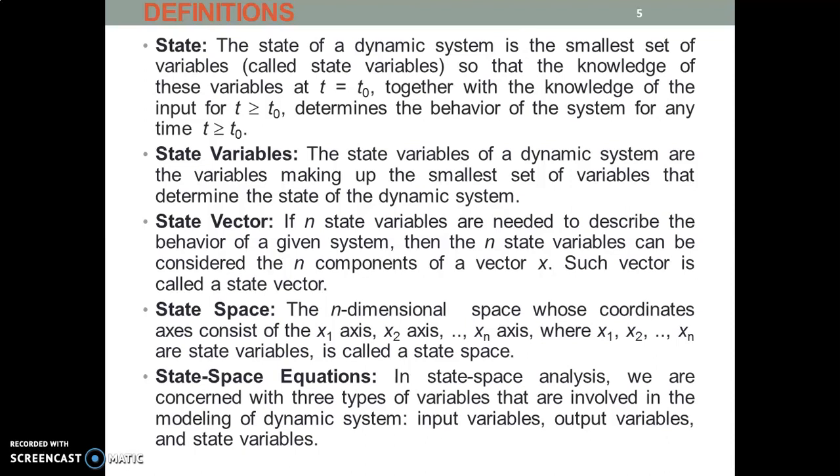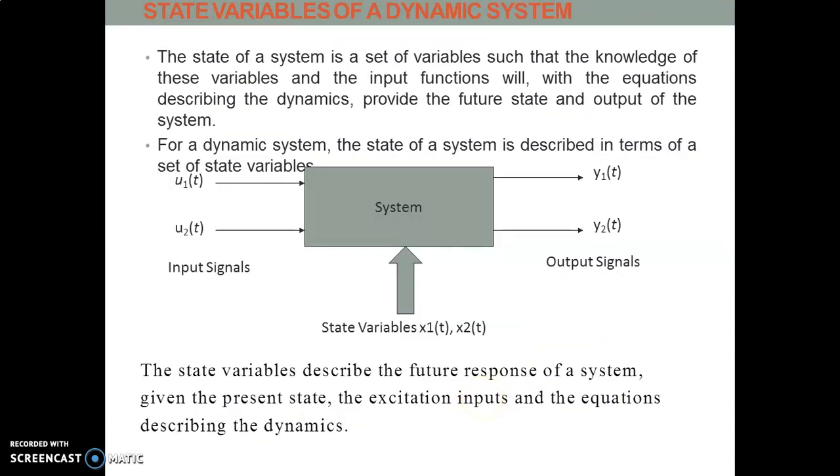State space equations. In state space analysis, we are concerned with three types of variables that are involved in the modeling of dynamic systems. Those are input variables, output variables, and state variables. These are the basic definitions and terms used in state variable analysis.